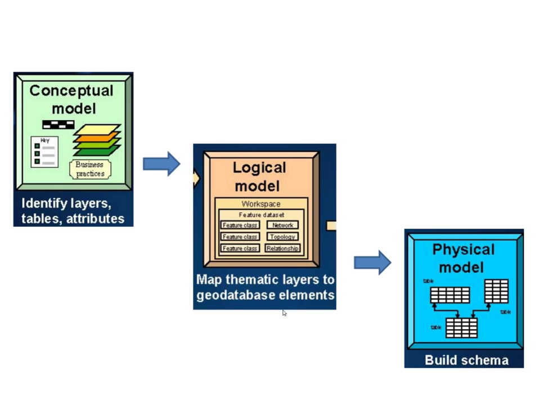So just a little graphic that shows these steps from your conceptual model, where you're just talking about the layers and the attributes and the tables, to mapping them to geodatabase elements like feature classes and topologies and networks, and then you're building the schema in the physical model.